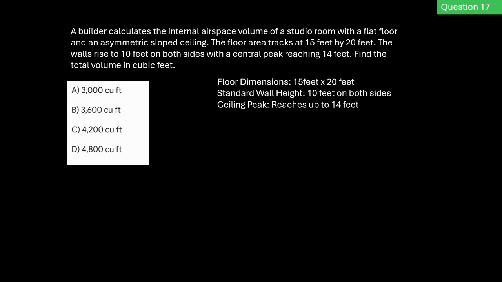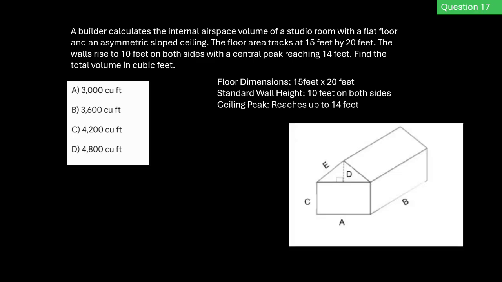Now let's visualize the 3D shape. When you look at the studio as a whole, it is a composite solid, meaning it's made up of two simpler geometric shapes stacked on top of each other. To find the total volume, we just need to split it apart. Step 1 is all about partitioning. We can split this room into a standard lower rectangular prism, which is the main living space, and an upper triangular prism, which is the attic or roof space.